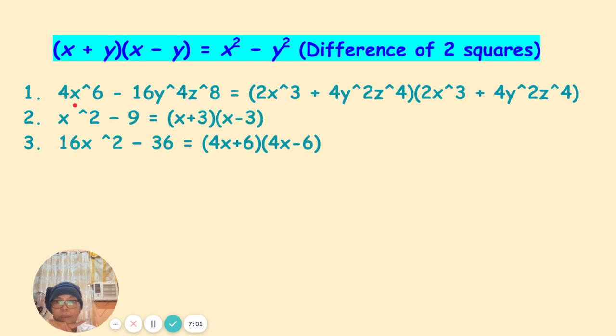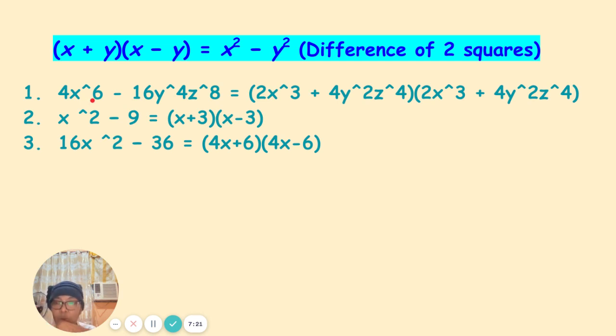Okay? So, for example, 4x cubed minus 16y to the fourth z to the 8. So, 4 and 16 has a square. That is 2 and 4. Right? So, 2 and 4. Ayun po yun. Yung sa first factor nyo. Then, square root of x to the 6 is x cubed.